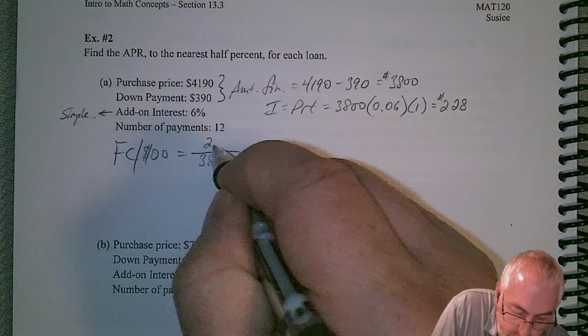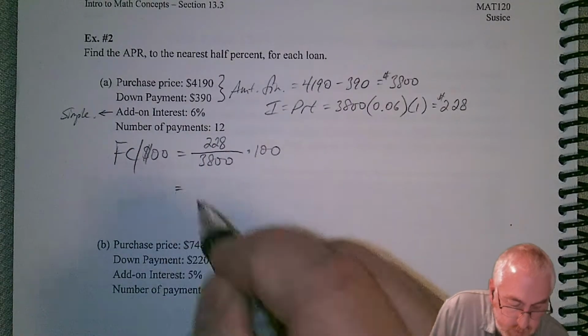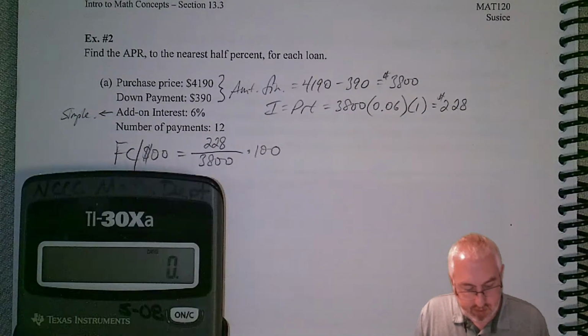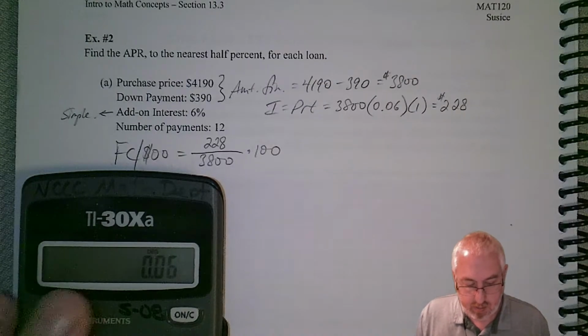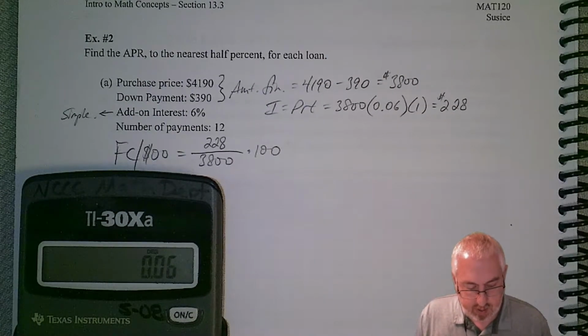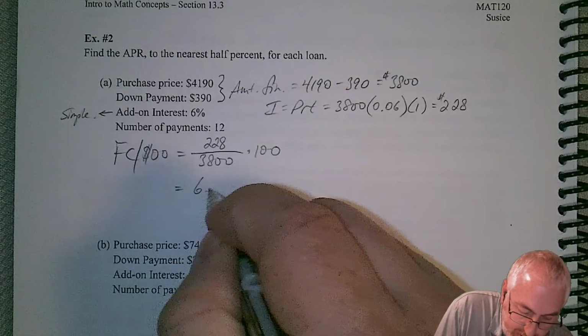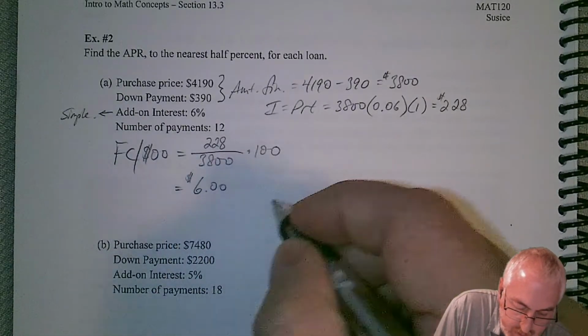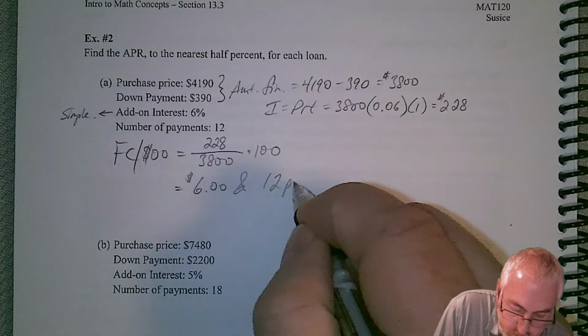So that's going to go right on top. And so now, what do we get from that? 228 divided by 3,800 is 0.06. Whoops. Times 100. Better be 6, right? So $6. And 12 payments.